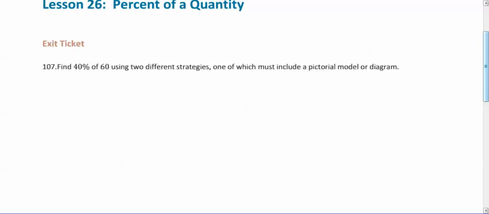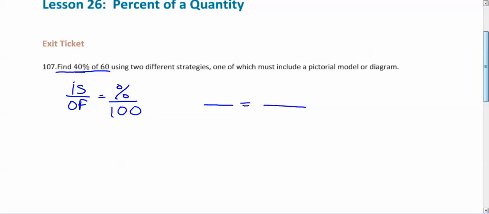It was too good to be true. Is over of equals percent out of 100. We're going to start with that. We're going to underline the key thing. So let's go ahead and read this. It says find 40% of 60 using two different strategies. We're just going to use the proportion, okay?